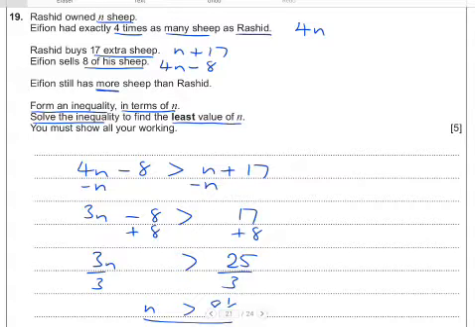Remember, an integer is a whole number, positive or negative. So they usually ask you for least integers or greatest integers. But in this case, they just said value, but the value had to be a whole number because it was numbers of sheep. Okay, hope that helps.